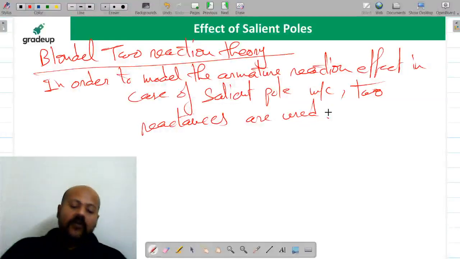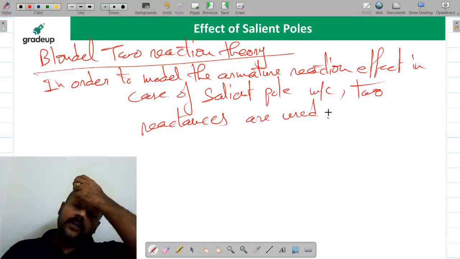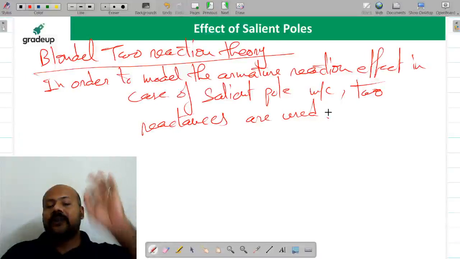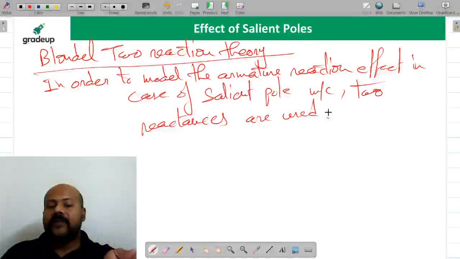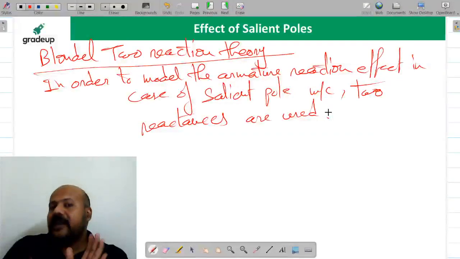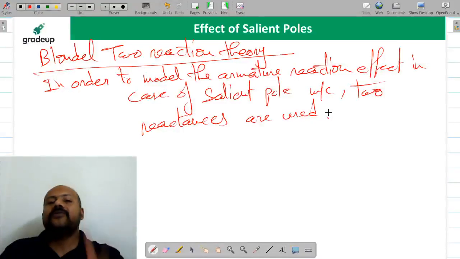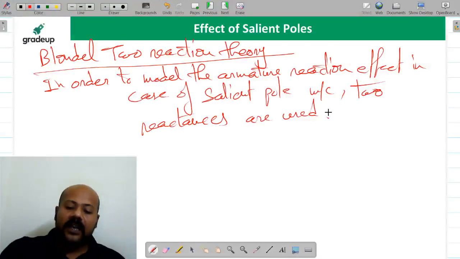Is it clear to all of you? Please tell me. Is it clear why we are using this two reaction theory? What is the reason? The reason is the non-uniformity of the air gap. You are having a different armature reaction response, so it is very difficult to model them with one reactance, so we are using two reactances. Is it clear to all of you?